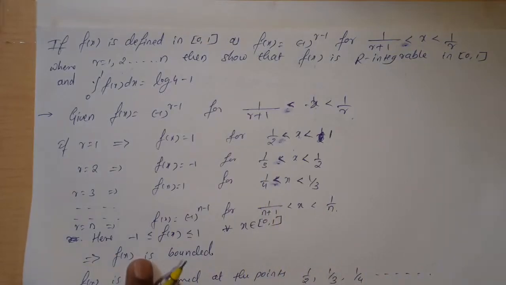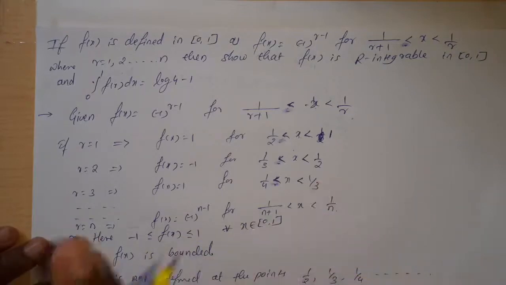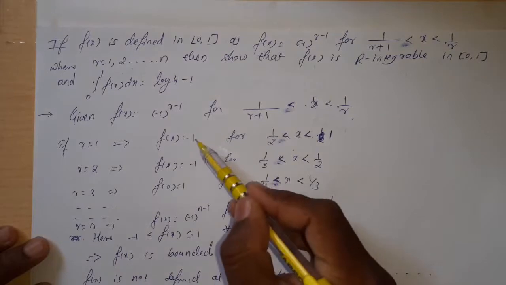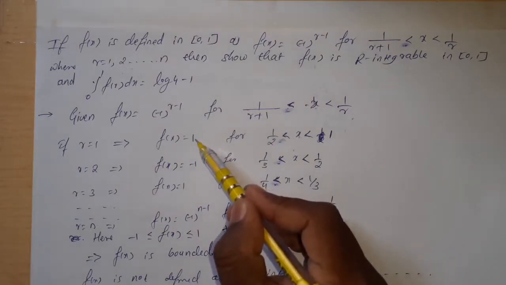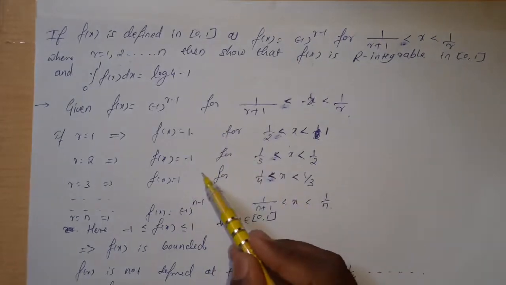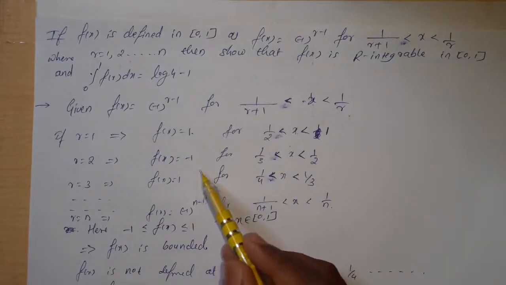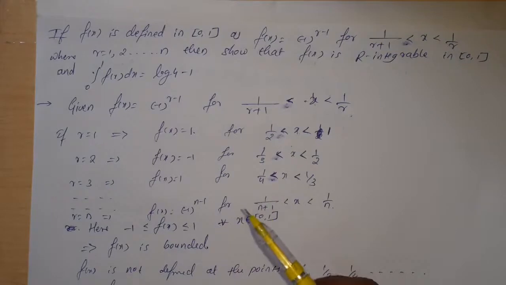Now let us substitute these values in that expansion of the formula. Here M1 is the maximum value of f of x, and M2 is the supremum of the function in the second subinterval.